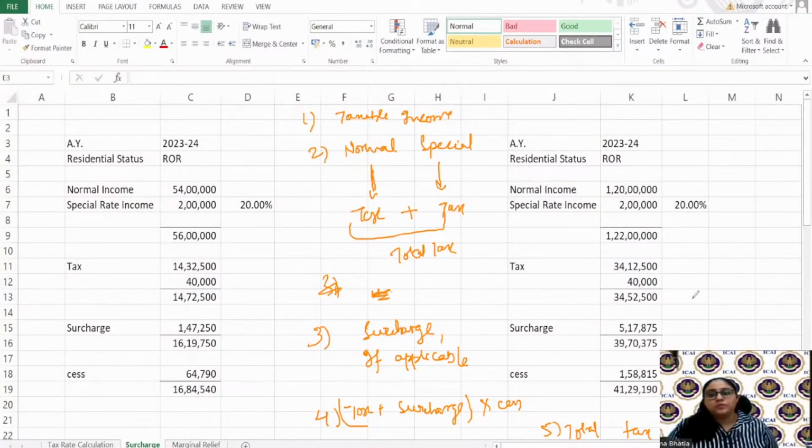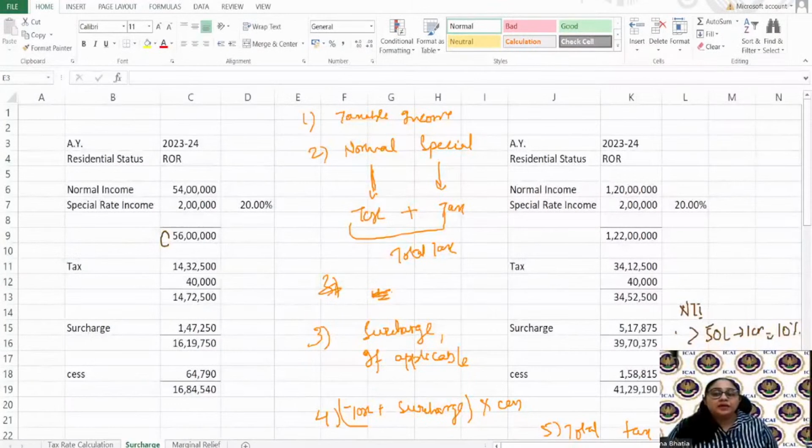One is, if you have a net taxable income, I'm talking about the final total income, not the normal income, not the special rate income, of more than 50 lakhs. It will not apply up to 50 lakhs. If the income is more than 50 lakhs but not more than 1 crore, then the surcharge rate is 10%.